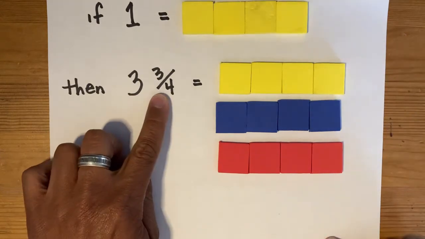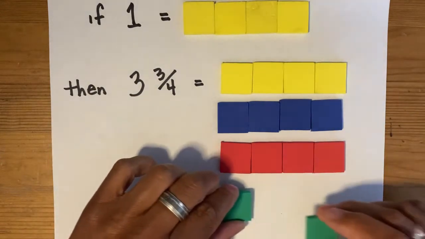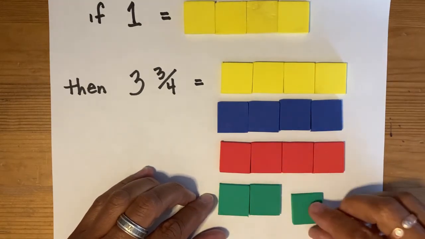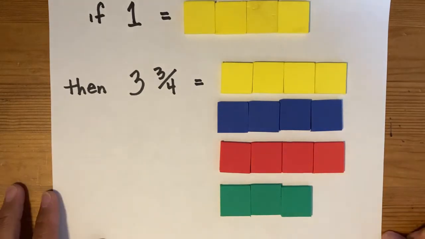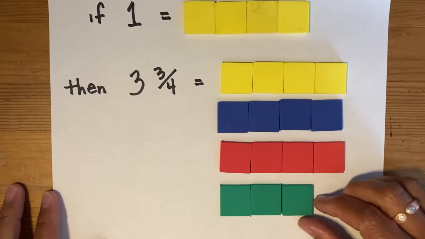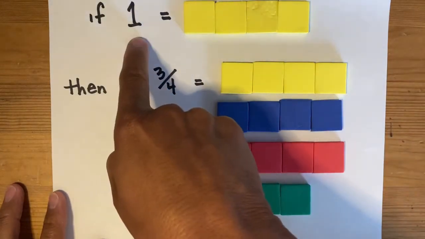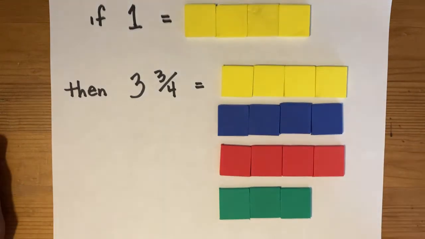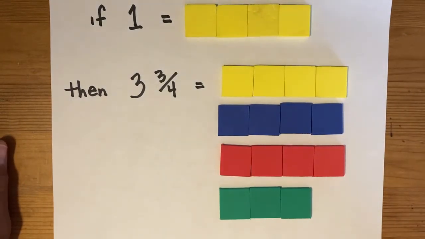Now I need to do 3/4. So here's a fourth, here's a fourth, and here's a fourth. So this is my representation of 3 3/4 if 1 is 4 tiles. Did you get something similar, or does yours look a little different?